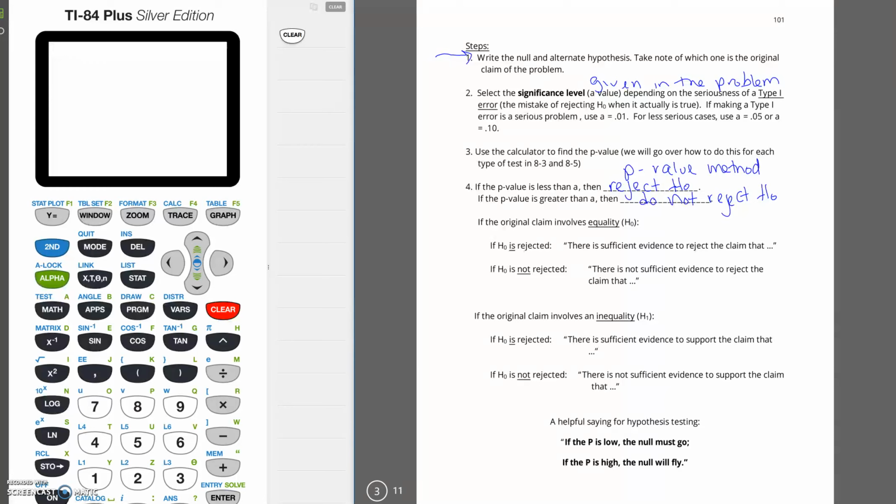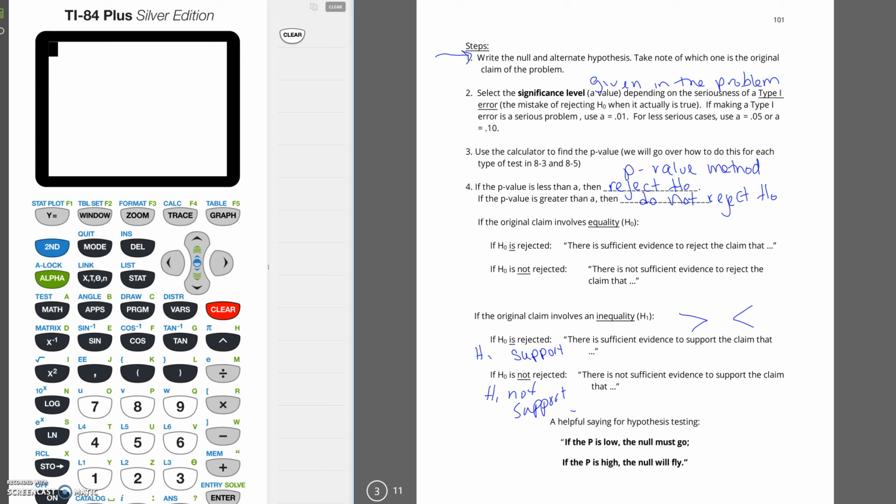Now, if your original claim involves an inequality, if it was a less than or a greater than, if H0 is rejected, then we'll say that the alternate hypothesis, we support it. So we'd use words like there's sufficient evidence to support the claim. If it's not rejected, then H1 is not supported. So we would say words like there is not sufficient evidence to support the claim.